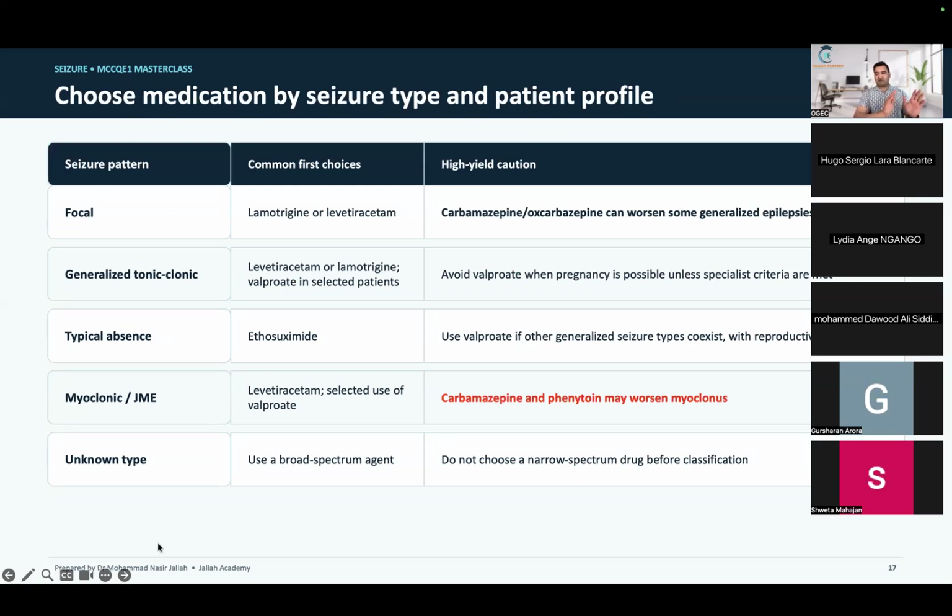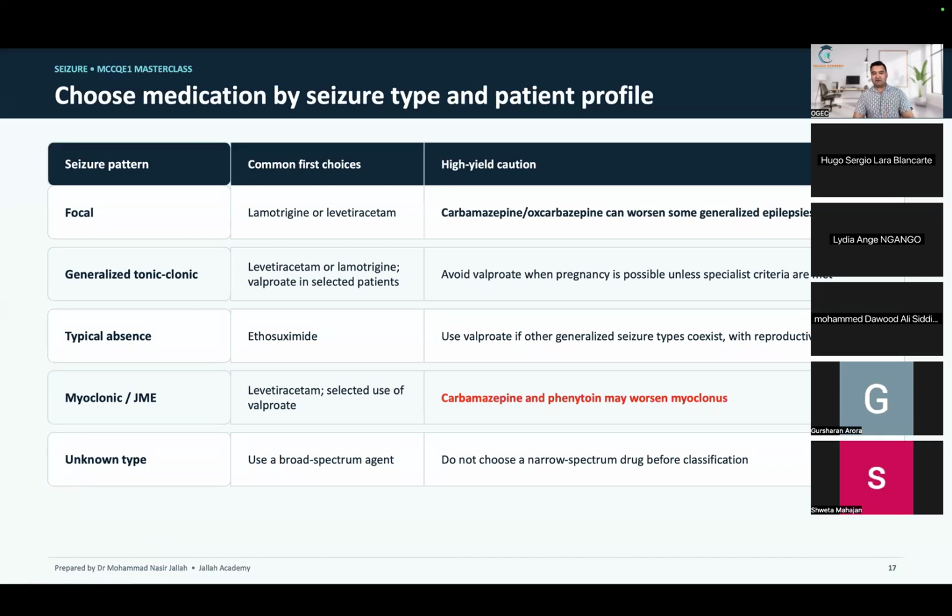Now, the same thing that we were doing for the migraine prevention, we have a list of medication, but they are not something everybody is memorizing. It doesn't have to be memorized. Every single one of them is used in a specific condition. For example, for the focal, the best choice is lamotrigine. The second best choice is levetiracetam. So levetiracetam is almost always the best choice, except for the absence.